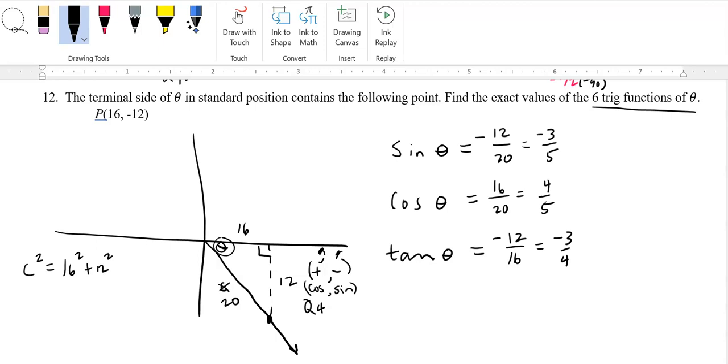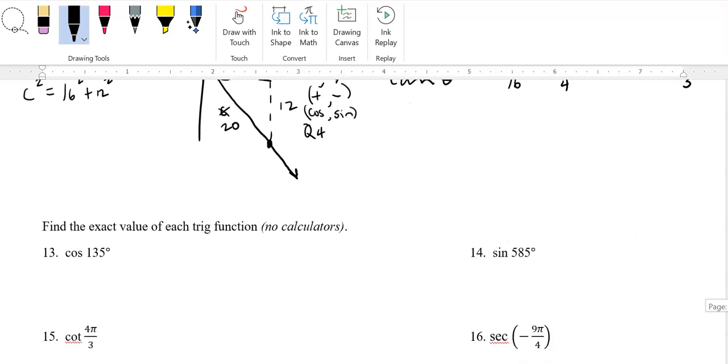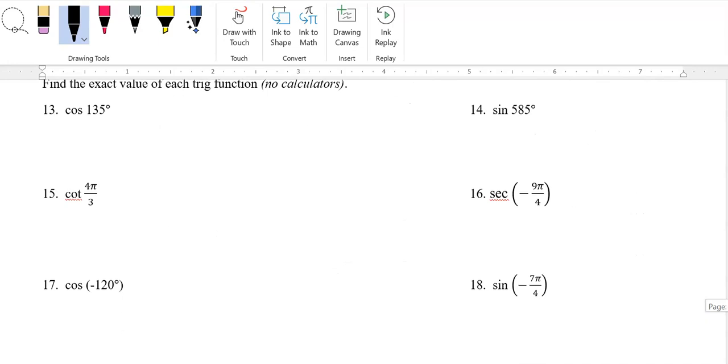And now we'll do the reciprocals. So sine's reciprocal is called cosecant. So we just take sine and flip it over. Cosine's reciprocal is secant. Same thing. And then tangent, of course, is cotangent. And same thing. All right, so those are our answers for number 12.